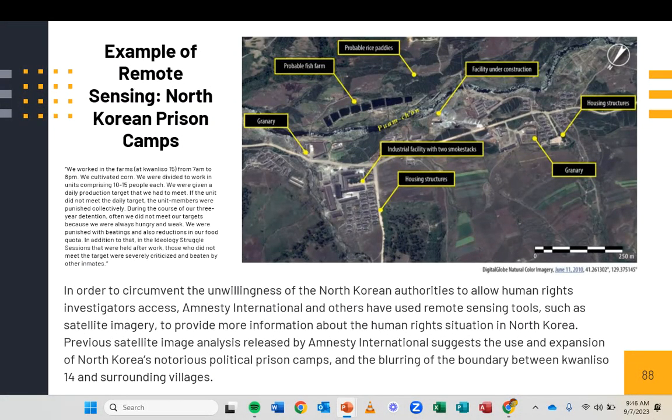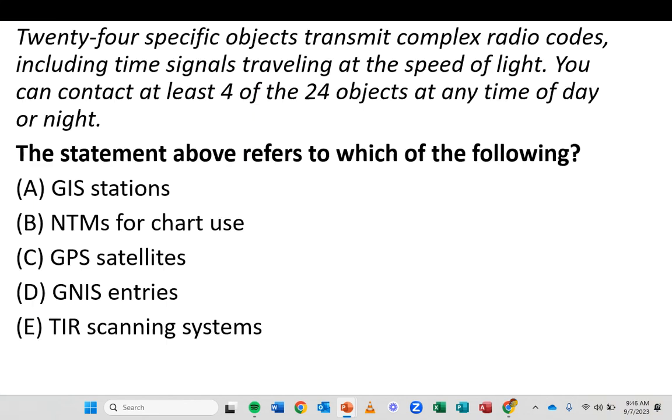Another example would be like spying on other countries. This is a North Korean prison camp. So we can put our satellites on there to see what's going on. We can keep an eye out for weapons and stuff. All of that's happening in the Ukraine war. Satellites.